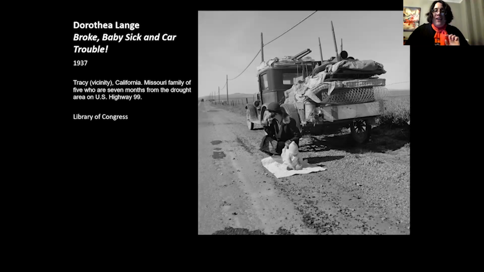So in this photograph, she's showing this woman with her child at the side of the road, and this woman is from a family of 5 who were from Missouri, who went out to California. You may know, as part of this era in history, there was a great migration out to California from places like Oklahoma, Texas, the Midwest, as part of the Dust Bowl, so that people were looking for better opportunities out in California. And so it's with this intention that Lange documents this woman's experience. And if you look at the title here, it just kind of sums it up: broke, baby sick, and car trouble, exclamation point.